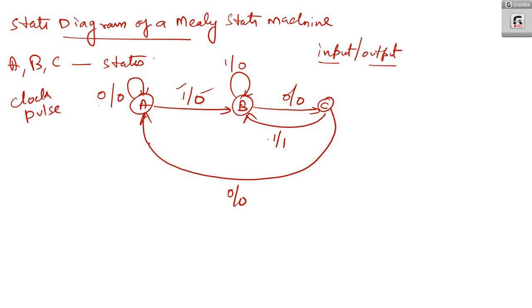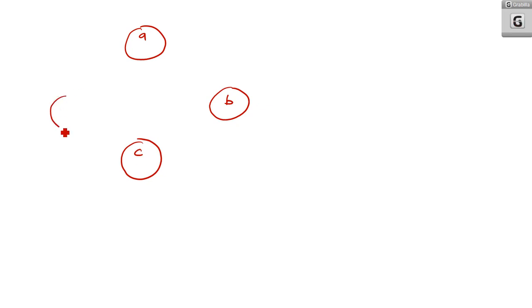Okay. Now I will show how to draw the state diagram and state table from the Mealy state machine. So for example, I am taking 4 states. Say A, B state is there, C state is there, D state is there. Okay. Let state A be 0 0. This is 0 1, 1 0 and 1 1.